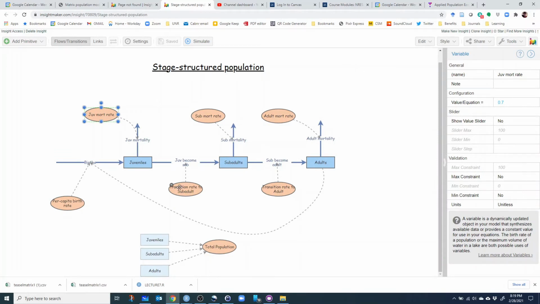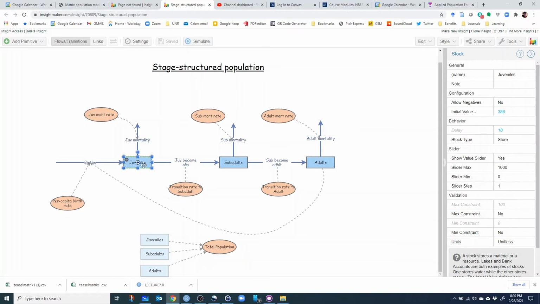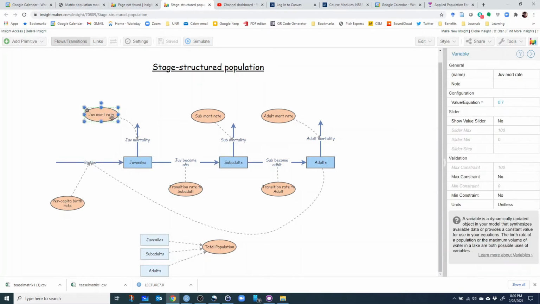So we have 0.3 and 0.7, that is everyone, all the juveniles either die or they transition, right? Because 0.3 plus 0.7 is 1, so there is no other option. Juveniles can't really stay juveniles. They either have to move on and become subadults or they die. So that is how this population works.